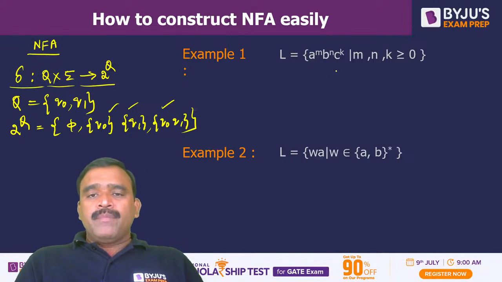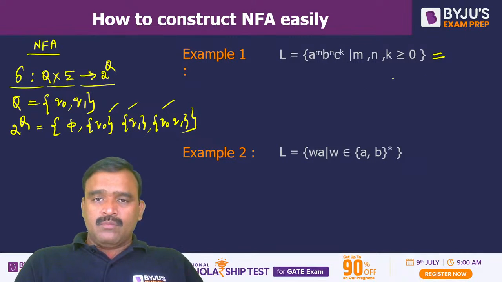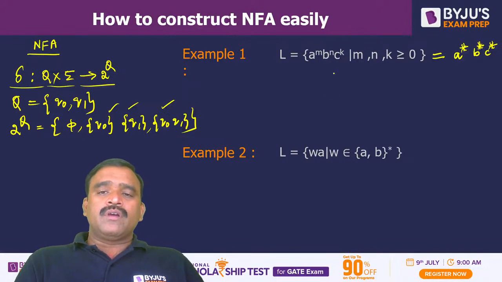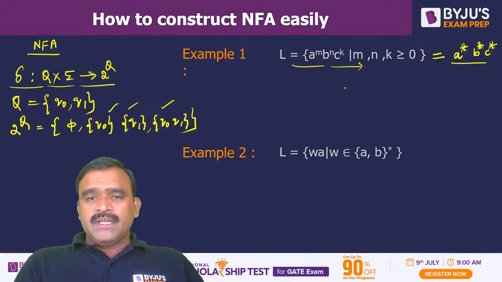a^m b^n c^k, where m, n, k are greater than or equal to 0. So this is nothing but 0 or more a's followed by 0 or more b's followed by 0 or more c's. It is a*b*c*, which is the regular expression. For this, you need to build an NFA. The NFA is very simple. The minimum string is epsilon.